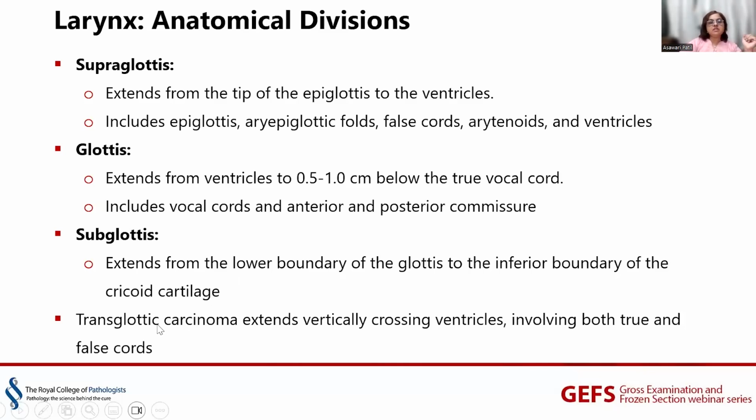Now, there is always a term discussed, transglottic carcinoma. What is transglottic carcinoma? When the tumor involves both sides of the glottis, that is, it crosses the ventricles and involves both true and false cords, it is usually called transglottic carcinoma.